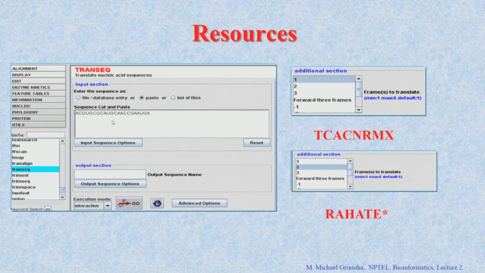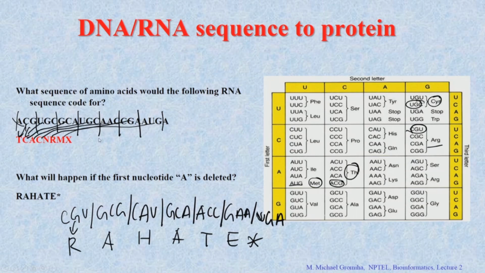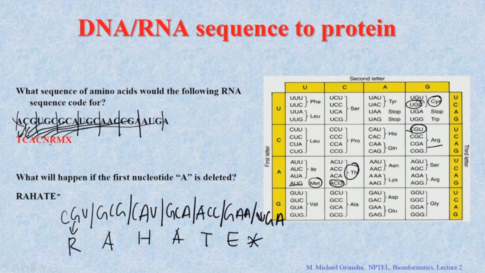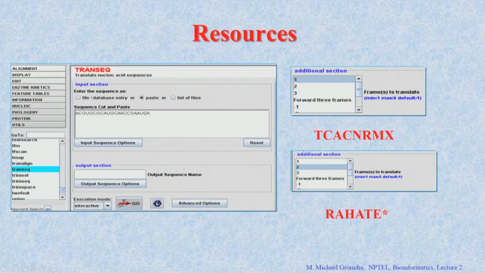At the moment, you take this sequence and ask it to convert to the protein sequence. I showed the example here, the same sequence I gave, ACG, and I get the sequence TCACNRMX. If you cut this, write the first one, then you get this same sequence.